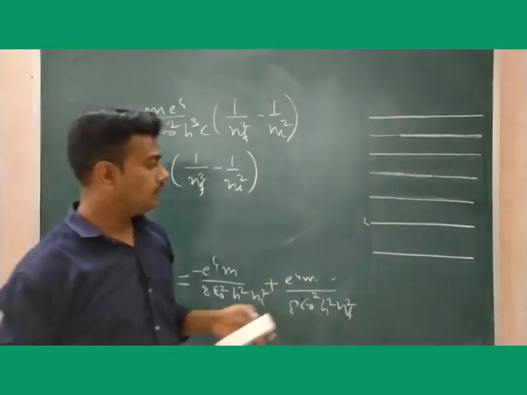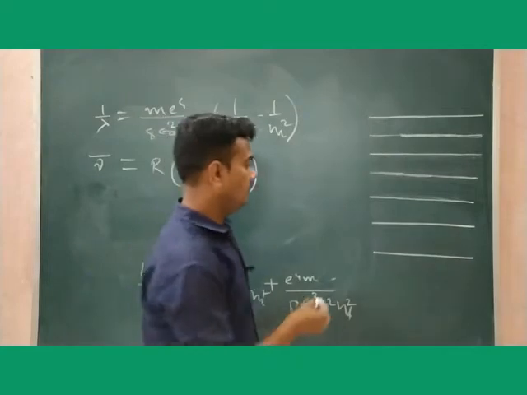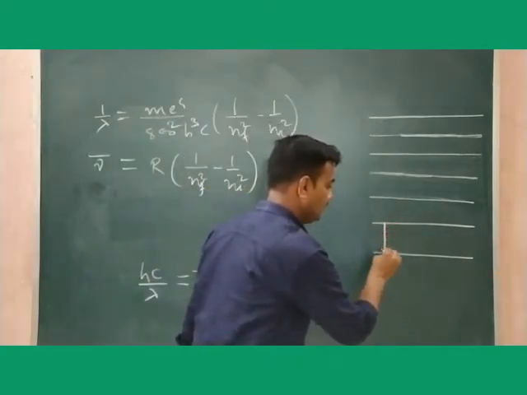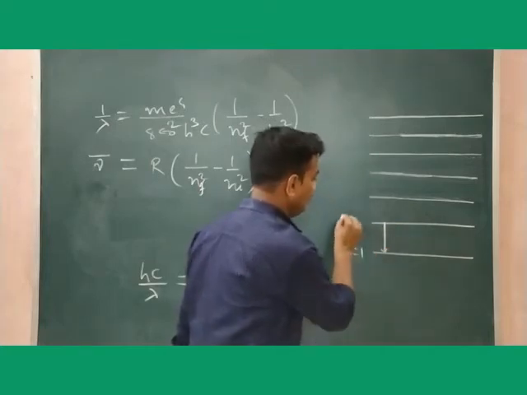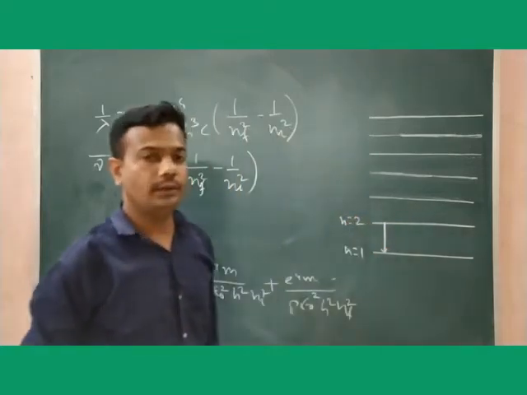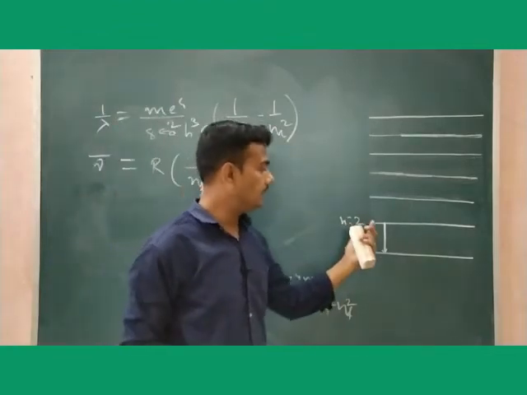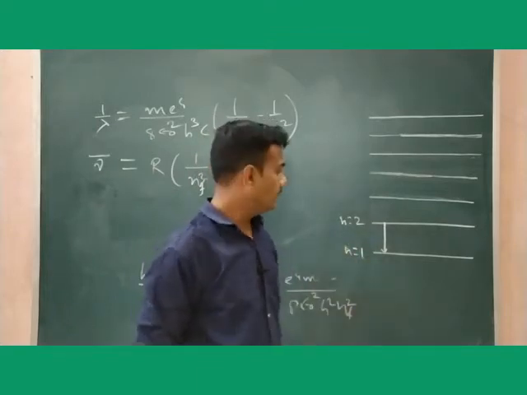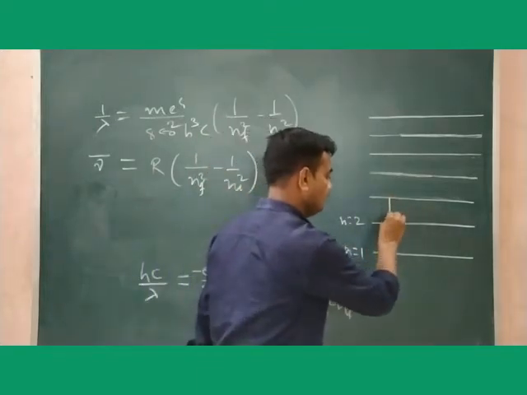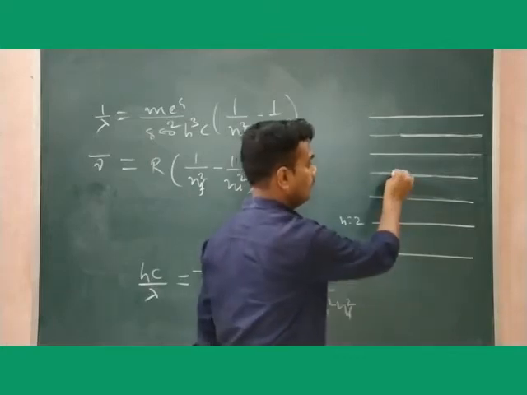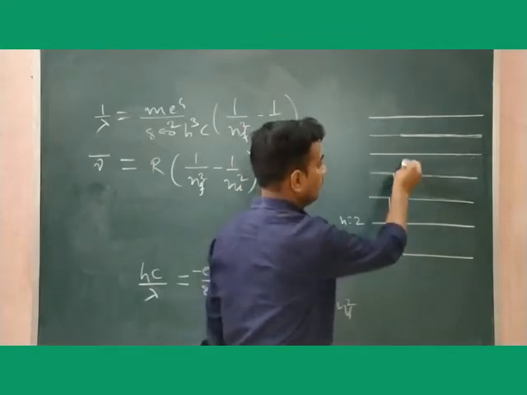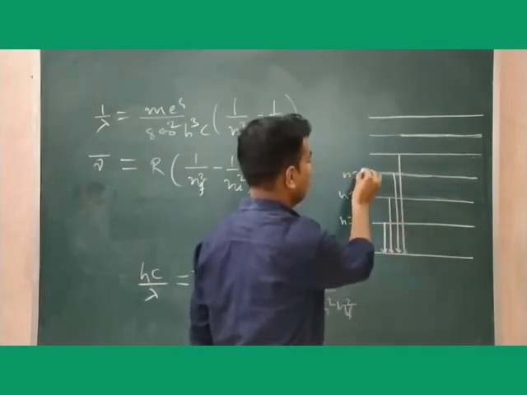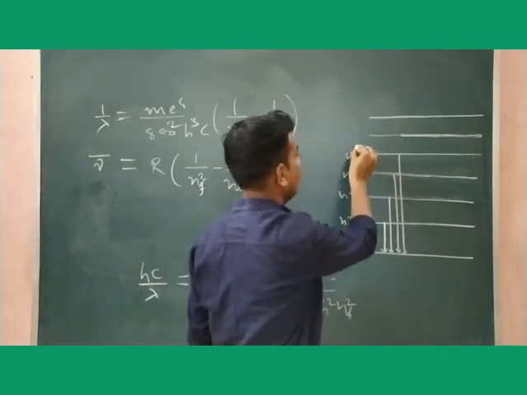Now suppose an electron makes a transition from the energy level n is equal to 2 to n is equal to 1. So for that, n initial is equal to 2 and n final is equal to 1. An electron can also make a transition from this level to this level, or this level to this level. So these are the higher n values: n is equal to 3, n is equal to 4, n is equal to 5, and so on.